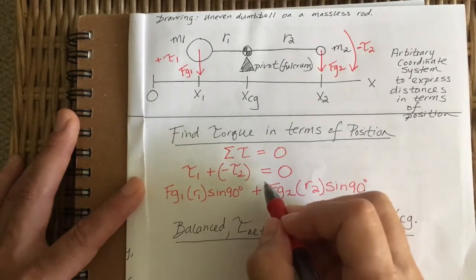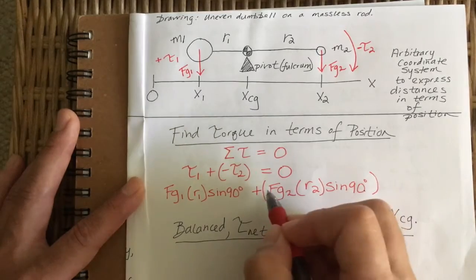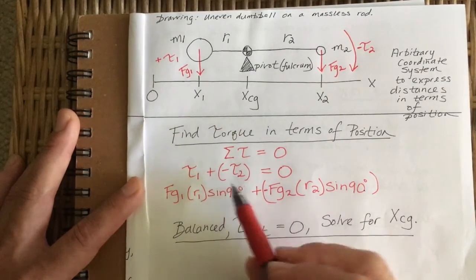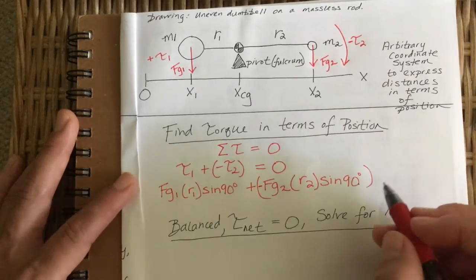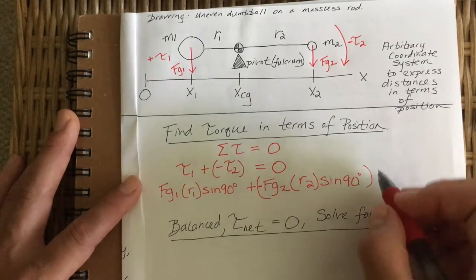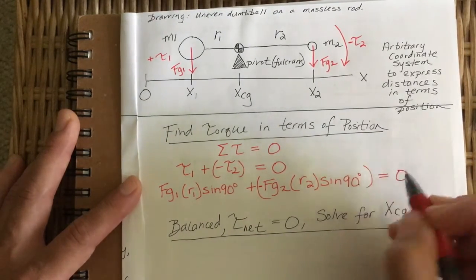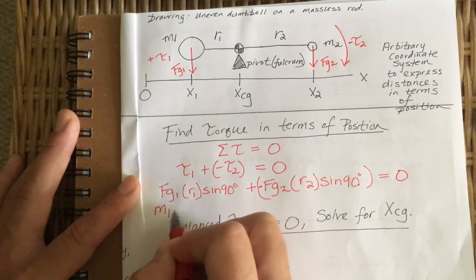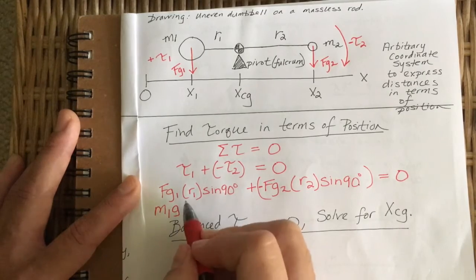And this is going to be negative. I can't lose my negative sign there. That has to be there. And I'm going to set that equal to 0. So Fg1 is really m1 times g.